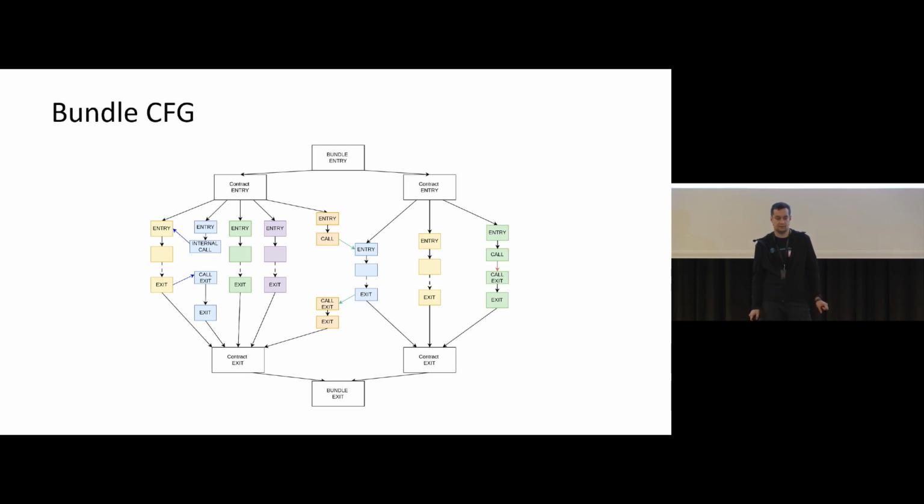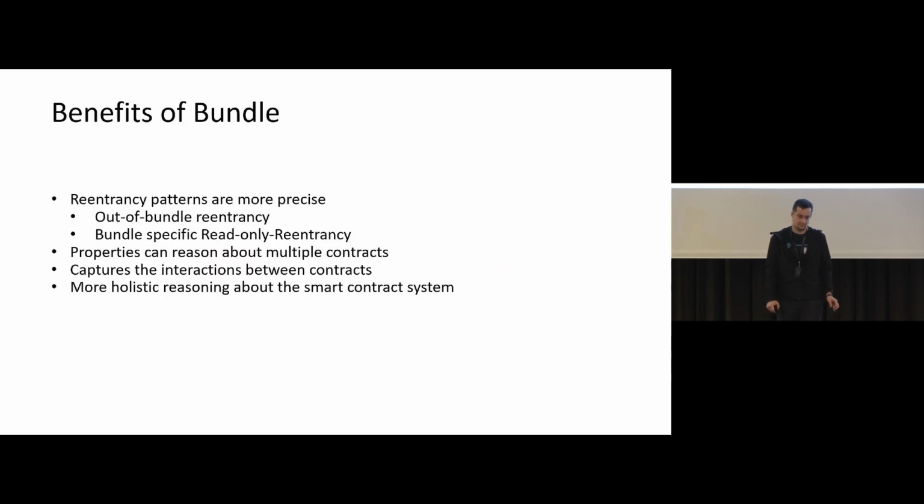This re-entrancy is a problem that appears again and again, and there are now even read-only re-entrancies that make the reasoning even harder. The benefits of the bundle are what we believe are the following. First, re-entrancy patterns become more precise. You're not going to have false positives in cases when you consider that a state variable was modified after a call to a contract that you assume is part of your bundle, right?